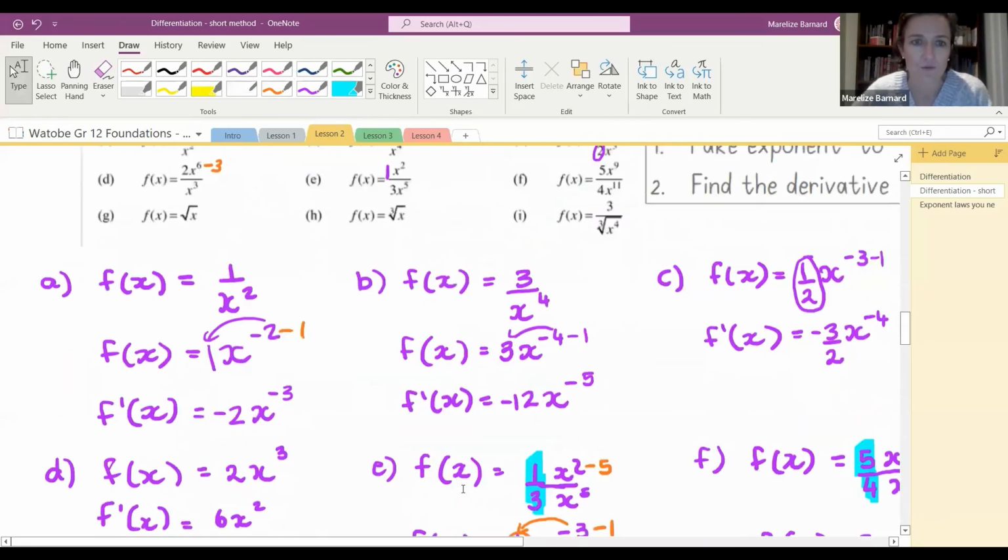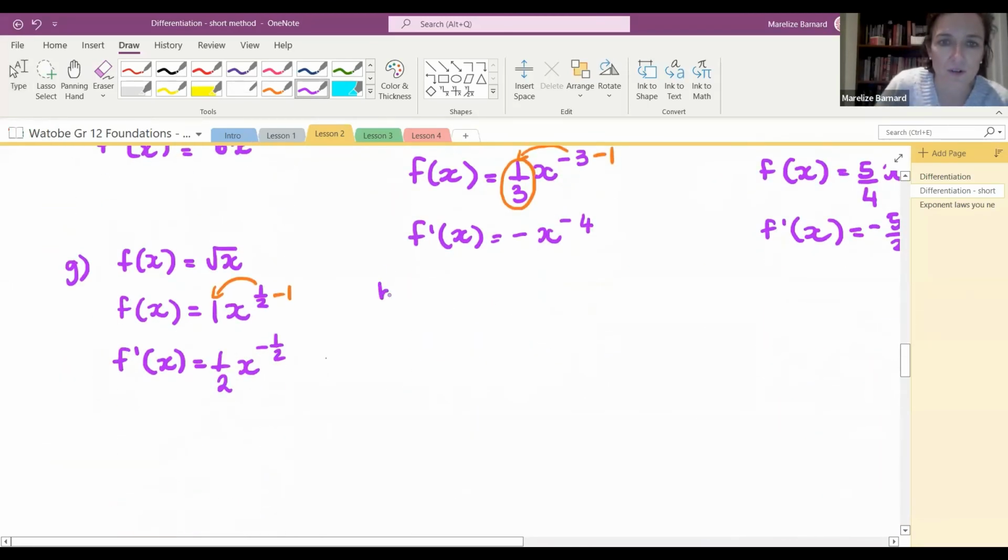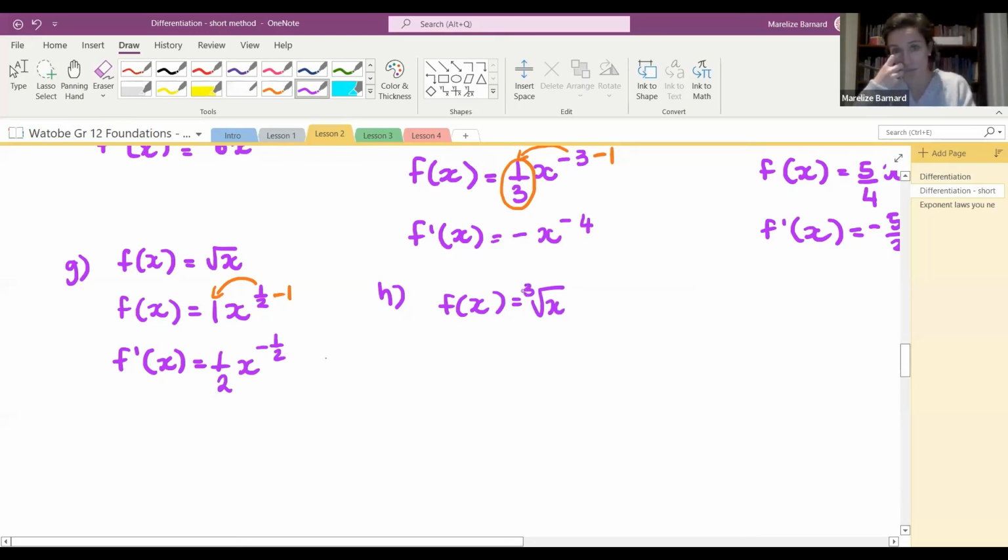Let's end off with question H before we start our quiz. f of x is the cube root of x. Try that one on your own and post your answers in the chat when you're ready.